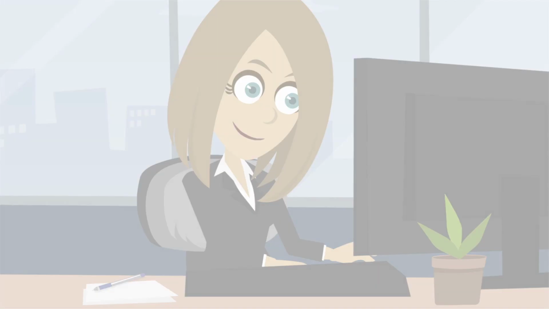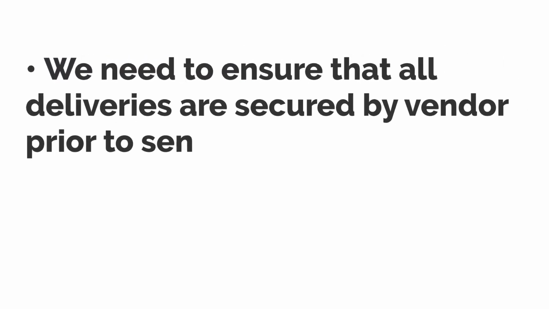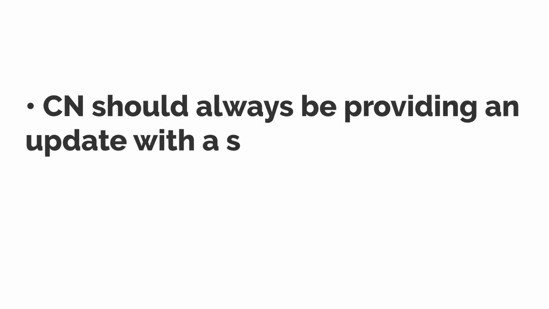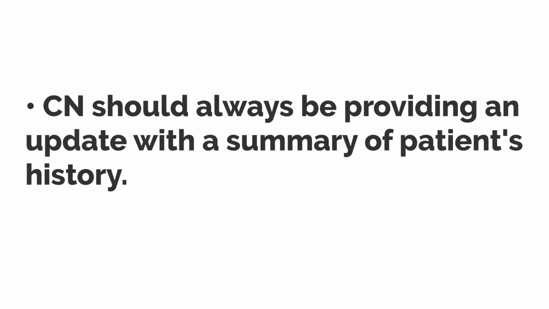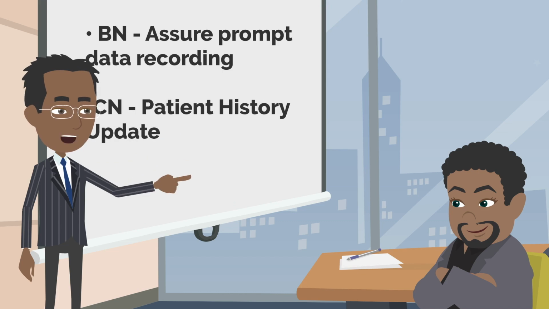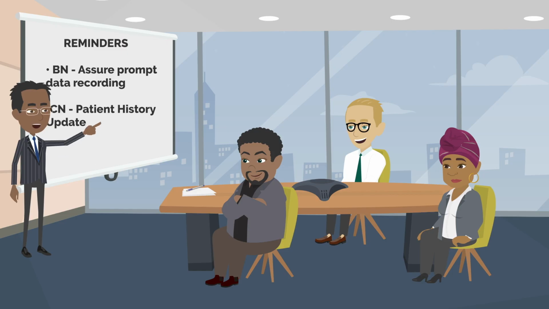All right, so how do we fix this? Well, we start by writing out each of our bullet points in full sentences. Then we go back and edit them down to just a few key words. So while we might start off with, CN should always be providing an update with a summary of patient's history, we'll eventually edit that down to CN-patient history update. Then when we're presenting this particular bullet point, we will verbally deliver the message in full. For example, and finally, CN should always be providing an update with a summary of the patient's history.